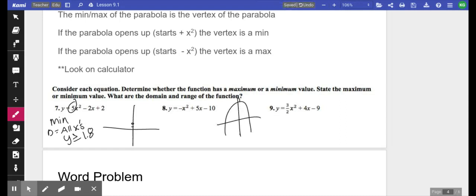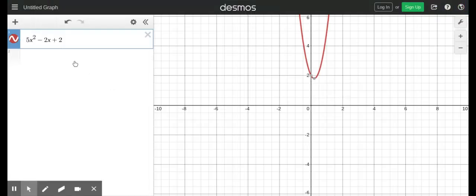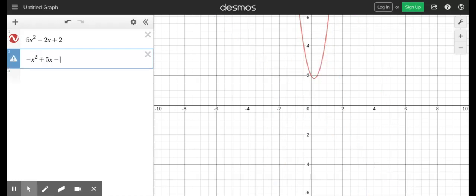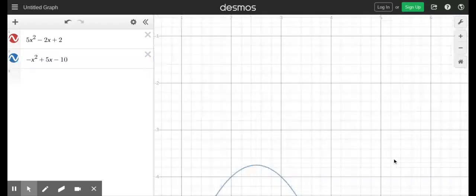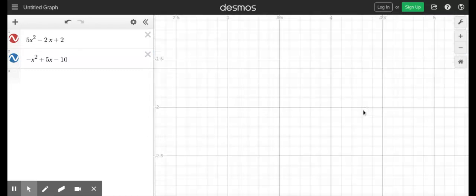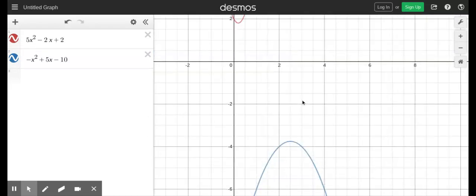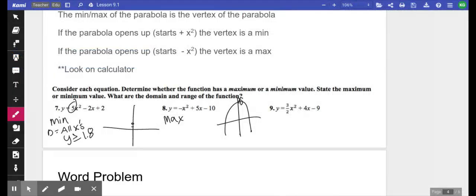On number 8, I know this one is going to open down, so I know that my vertex is a maximum point. Negative x squared plus 5x minus 10. Okay, so this one I can see that the vertex is negative 3.75 and everything else is below it. So for my range, it's going to be all y's that are less than or equal to negative 3.75, and my domain is all x's.